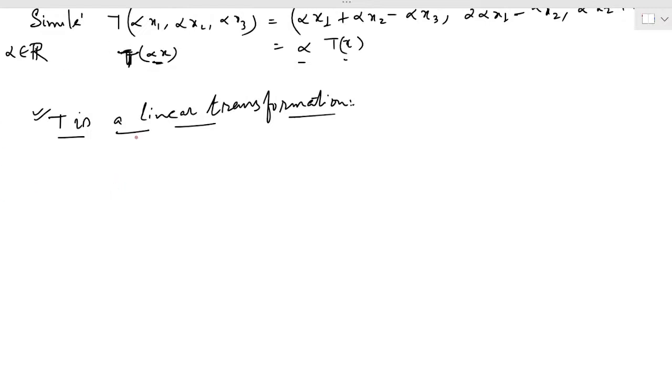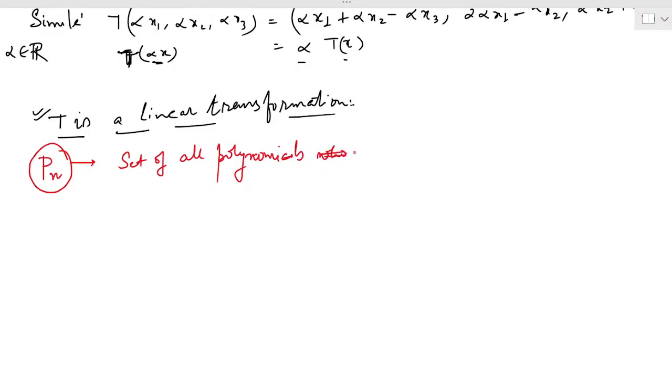So if you are aware, we've already come across a linear vector space which is given by Pn. So Pn represents what? Pn represents the set of all polynomials of degree at most n. So we have come across this set of all polynomials of degree at most n.